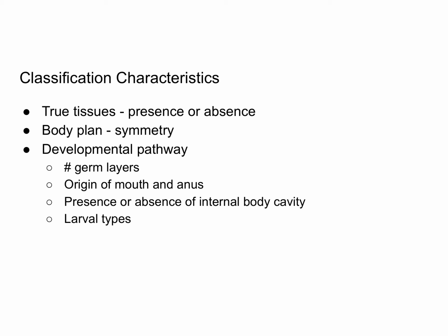We can also look at some developmental pathways. So basically what happens after reproduction, after fertilization, what happens to that zygote as it goes through embryonic development. And so we're going to look at things like the number of germ layers, the origin of the mouth and anus, the presence or absence of an internal body cavity, and some potentially different larval types. So let's go ahead and take a look at these tissues here.